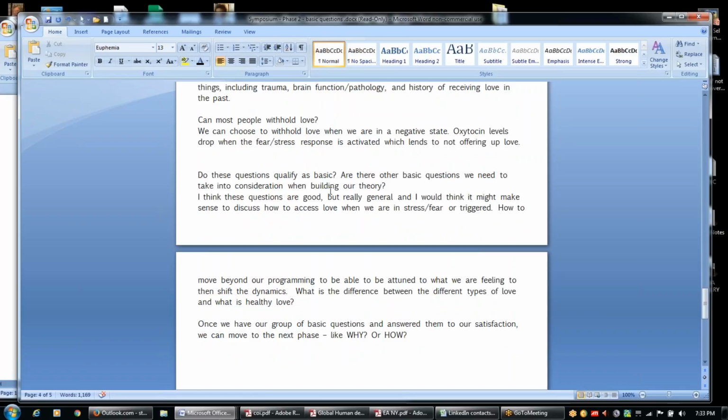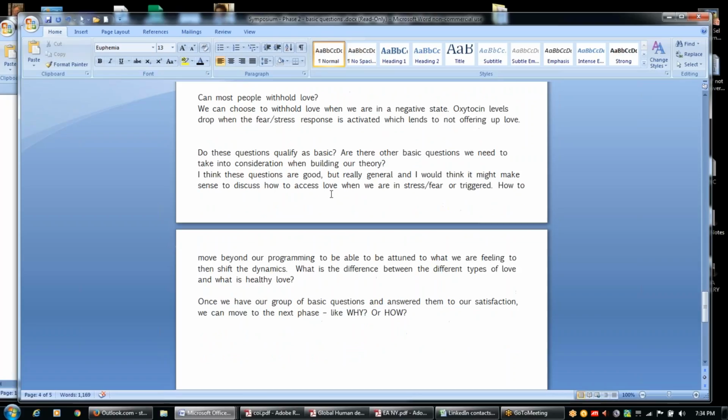because we want to help people understand what love is, and then we can explain to them why stress or fear is blocking it. How to move beyond our programming to be able to be attuned to what we're feeling, to then shift the dynamics. What is the difference between different types of love, or are there different types of love? And what is healthy love?